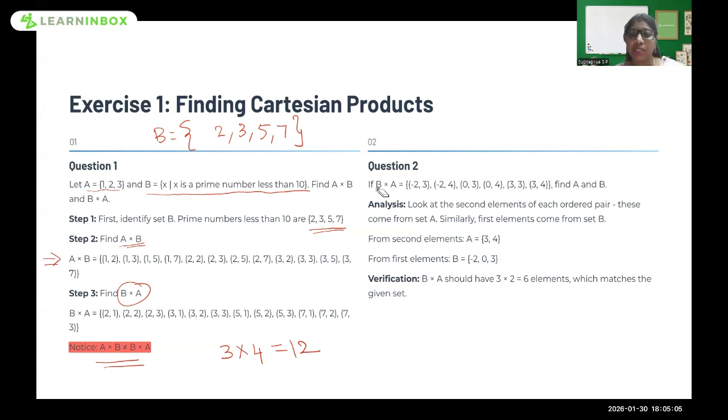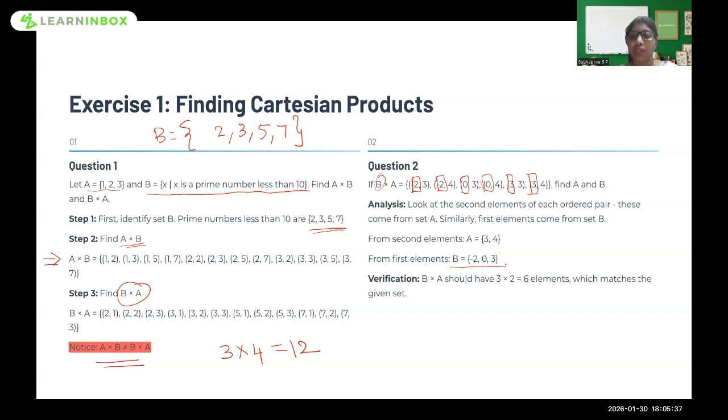In the next question, they are giving you B cross A, and we have to find A and B. So the first element represents the P set, that is, all the first elements belong to the P set. So -2 is one of the elements, 0 is another element, and 3 is another element. So B is -2, 0, and 3.